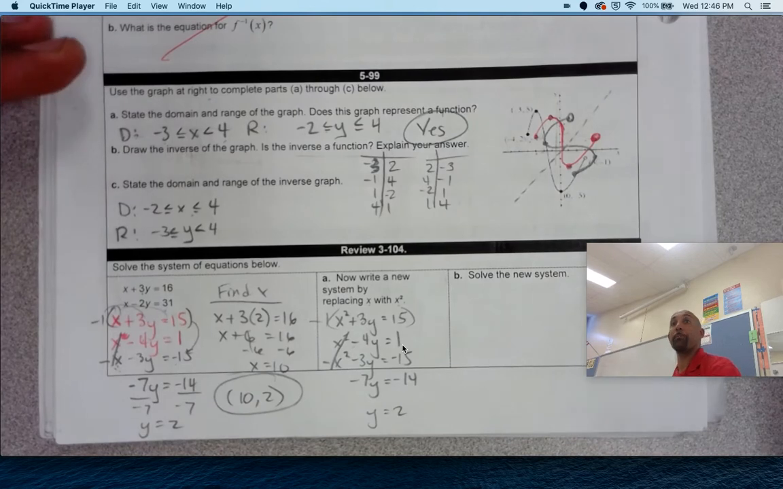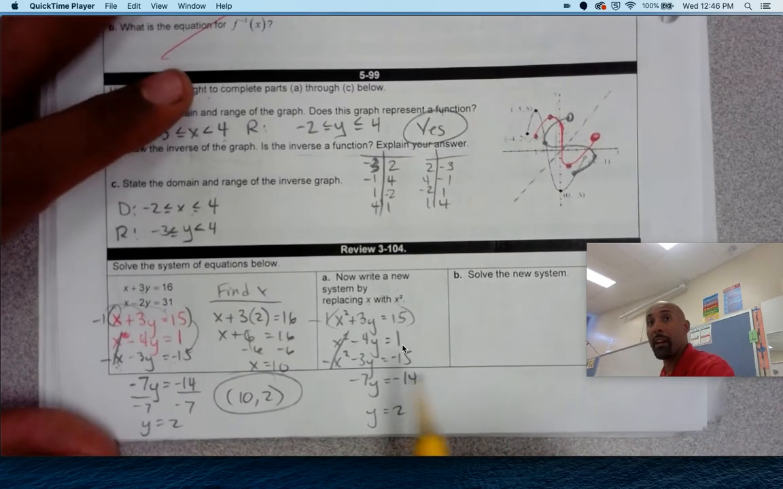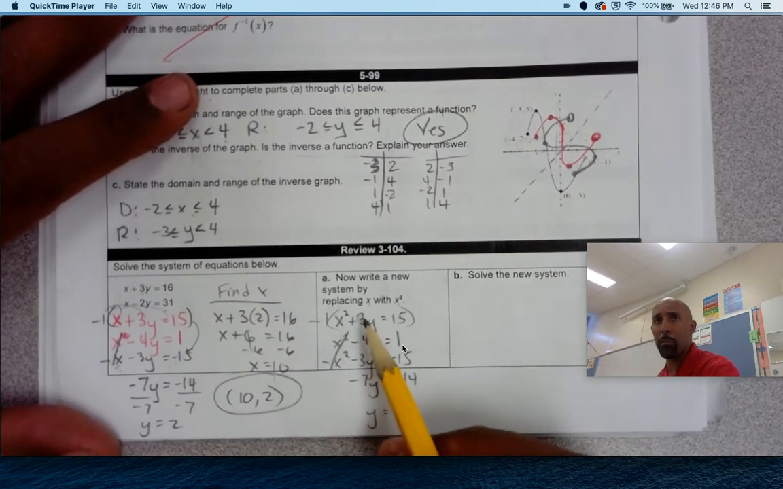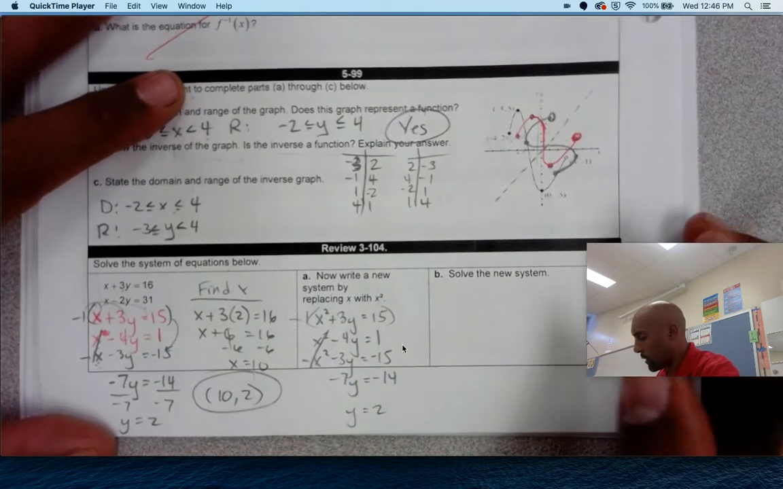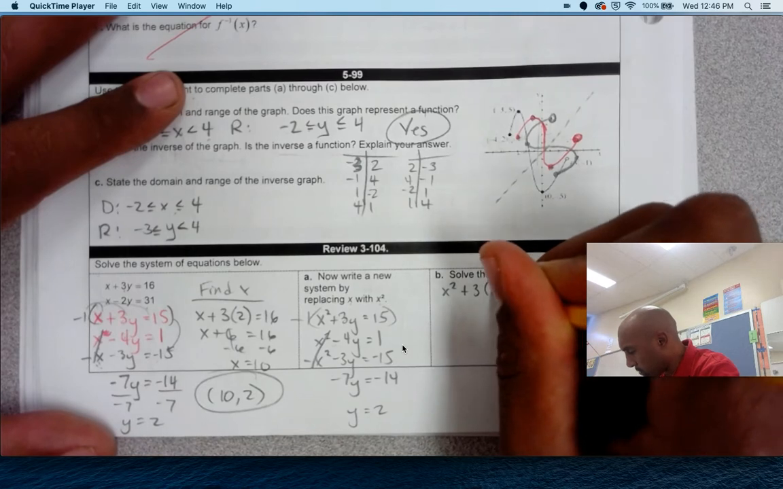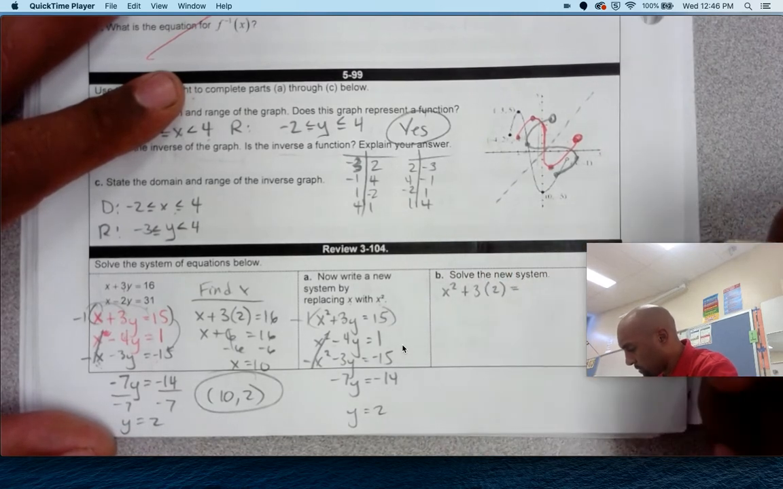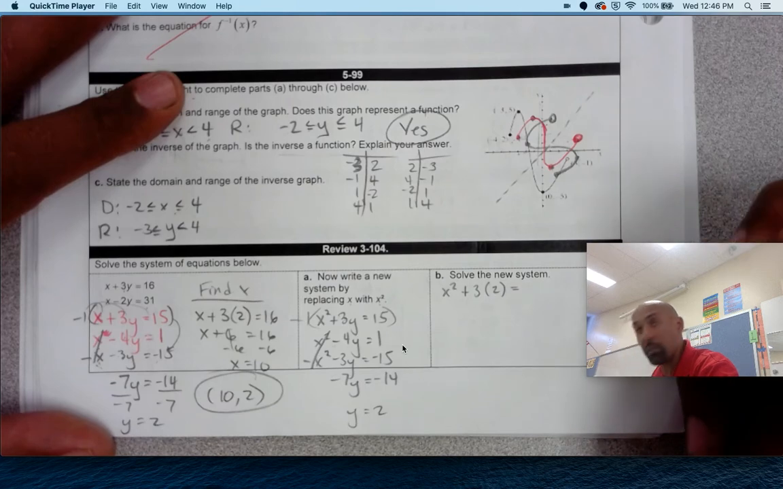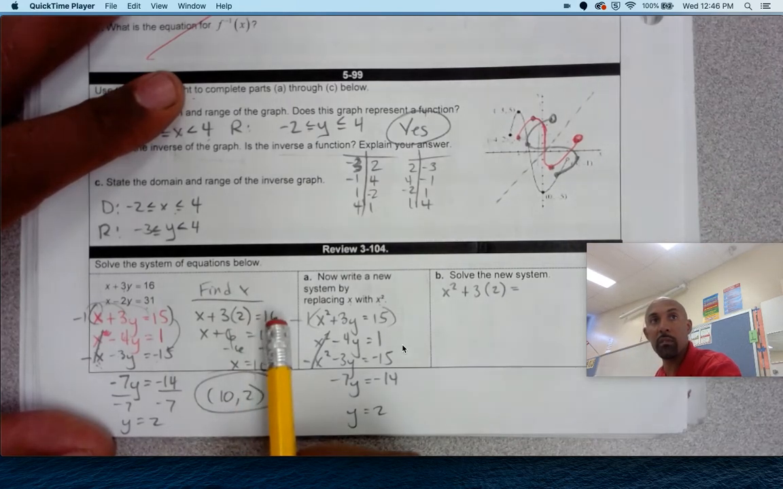All right, the next step is where it gets a little different. Now I've got to plug that back in, right? So let's plug into the same equation I did before, this one. So now it's x squared this time, plus 3 times 2 equals, oops, I just realized on this last one that I put 16 there.